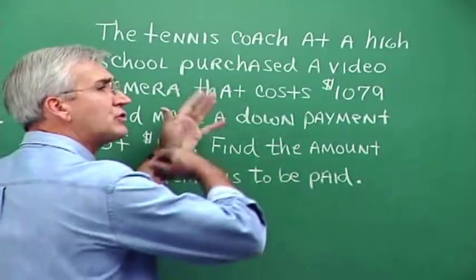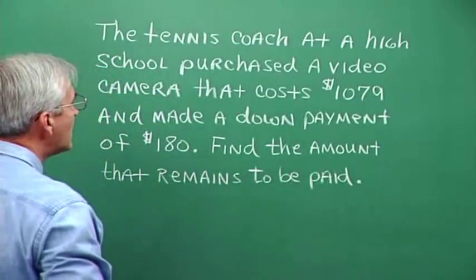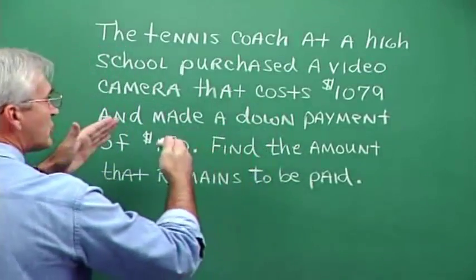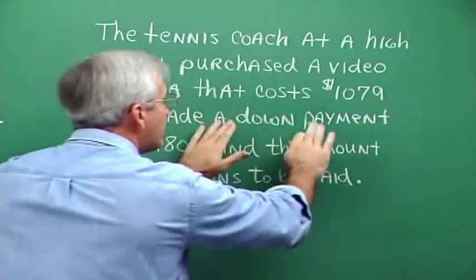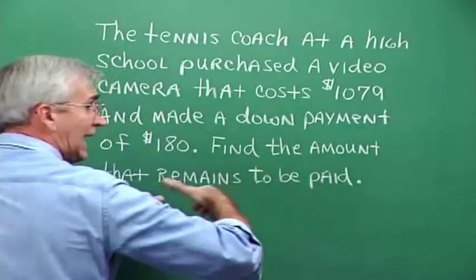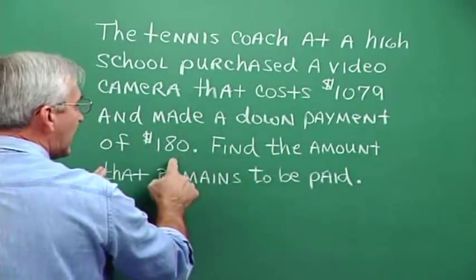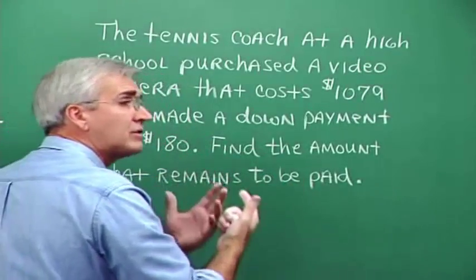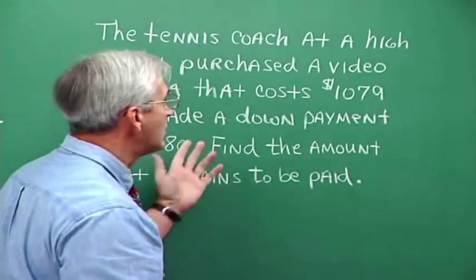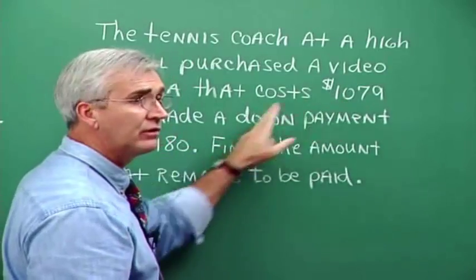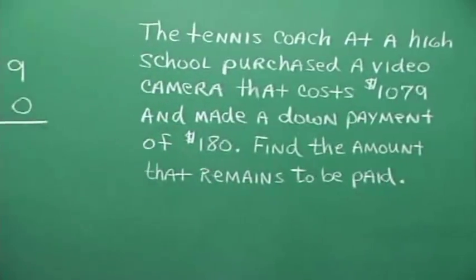We have to understand what's going on in the problem in order to determine that subtraction is what we need to do. You see, the tennis coach is purchasing a camera. The camera cost $1,079. The down payment is made. The coach is paying a certain part of this you see, as this down payment. So $180 is being paid. What is left to be paid, what remains to be paid, you see, is what we're finding out. And to find it out, we need to find the difference between these two. That is, we need to take the 1,079 and subtract 180. So we come out to the side and we do that.